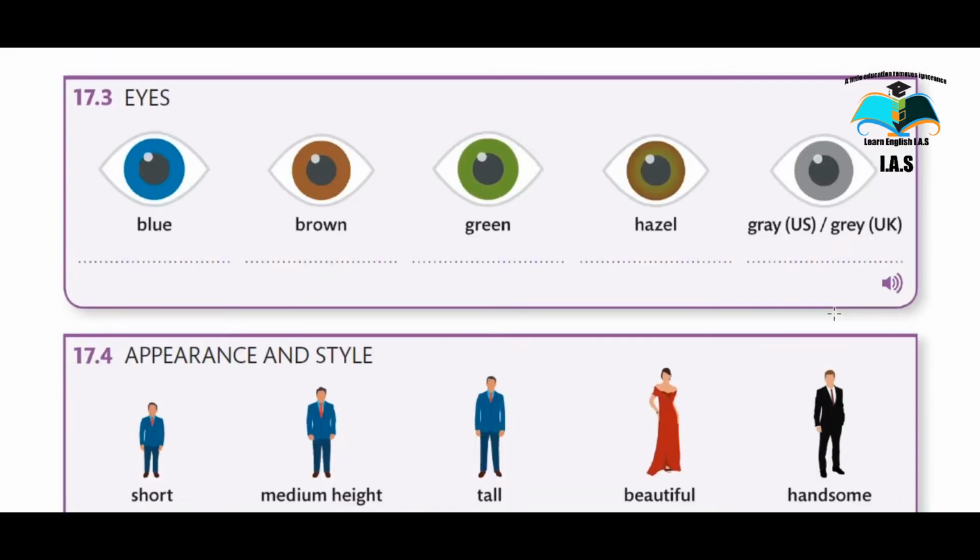Now let's talk about the eyes. So the first eye is blue. This is blue. Okay? And this one is brown. Blue, brown. This is green. Okay, green. Hazel. Hazel.